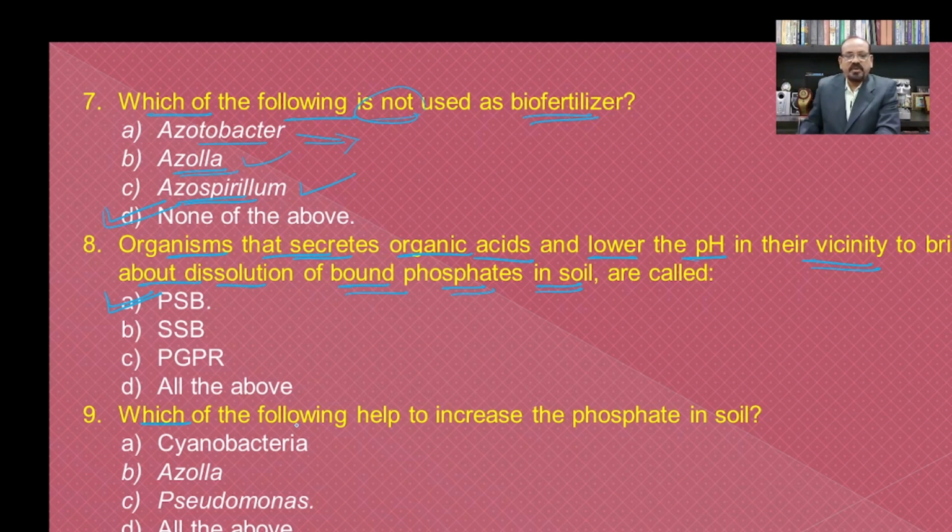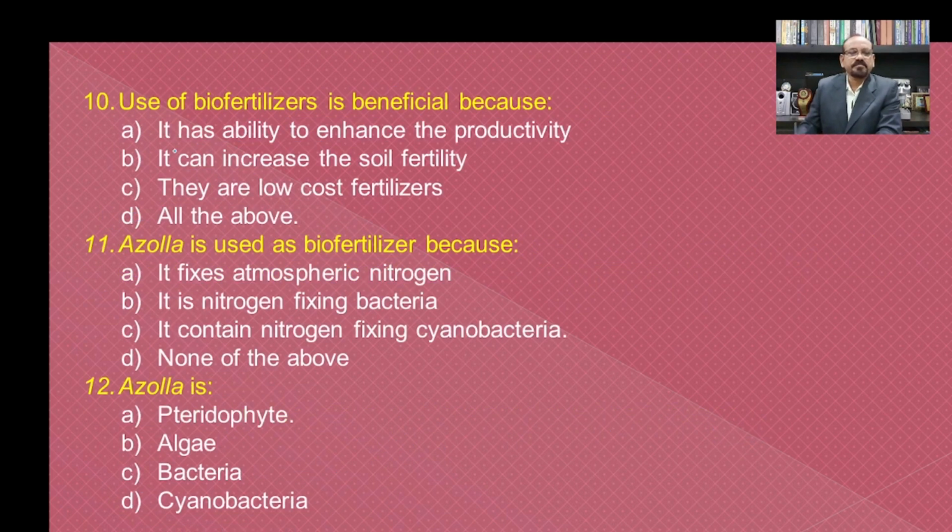Which of the following helps to increase the phosphate in soil? Cyanobacteria is responsible for increasing the nitrogen. Azolla is also responsible for increasing the nitrogen, and Pseudomonas is responsible for increasing the phosphate, and hence C will be the correct answer for this question.